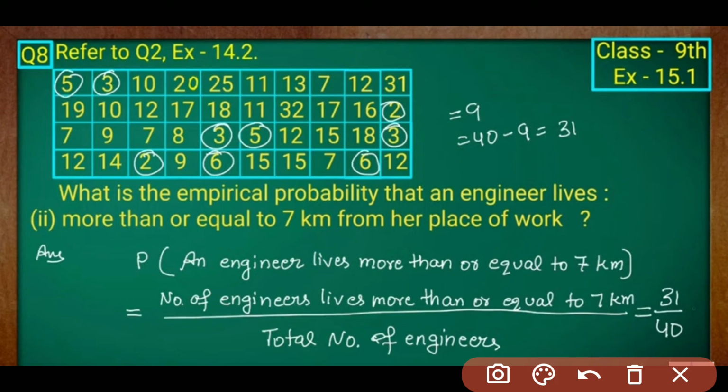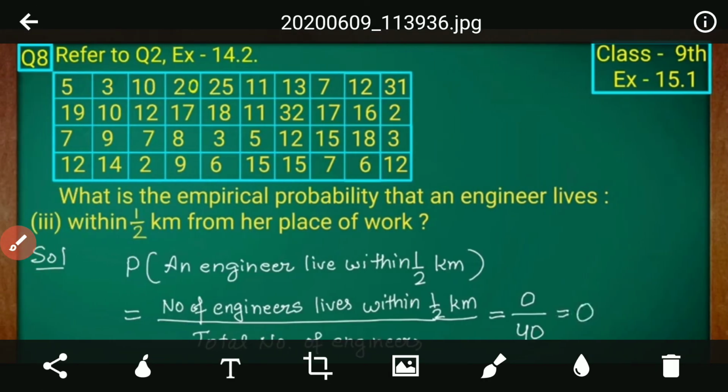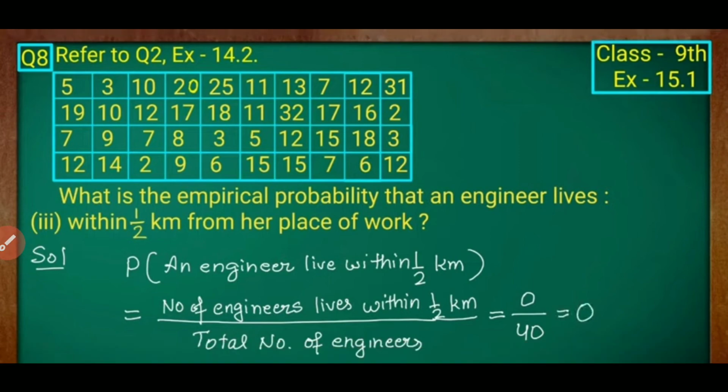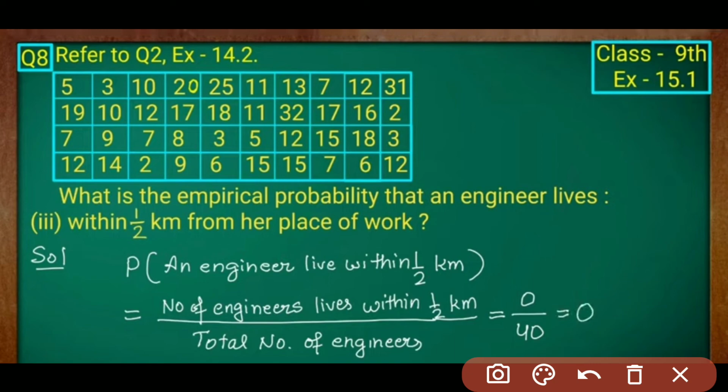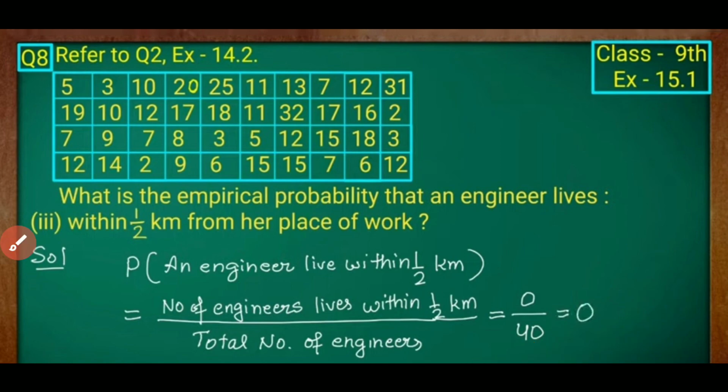After considering the second condition of example 8, let's check the third and last condition. What is the empirical probability that an engineer lives within half a kilometer from the place of work? Half a kilometer is not given here in the data. So we receive zero as the number. From the total we have 40. When we divide 0 by 40 we receive 0 only. So the number of engineers living within half a kilometer is 0, divided by the total number of engineers, 40. So the probability is 0.